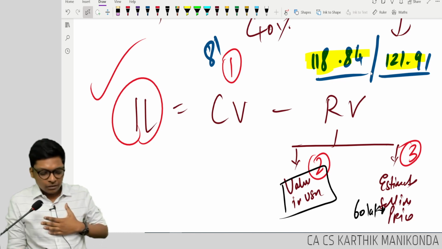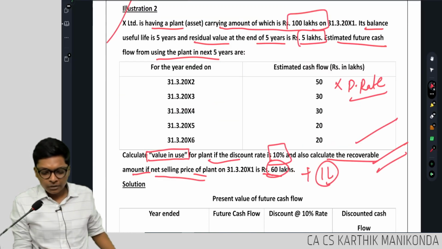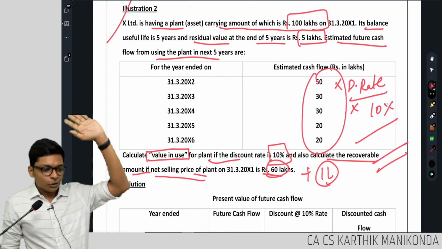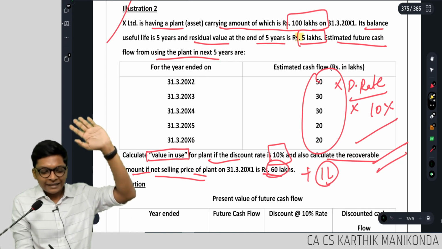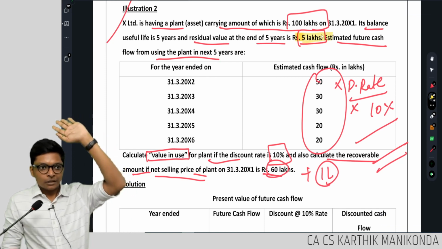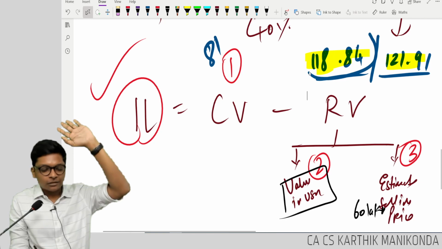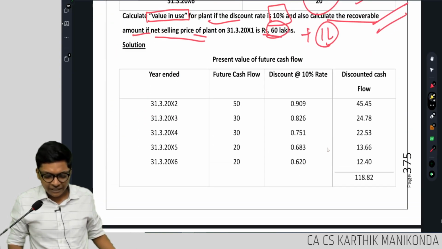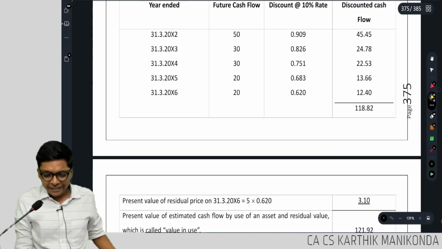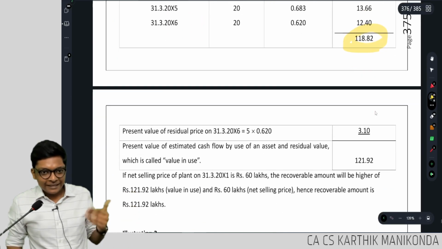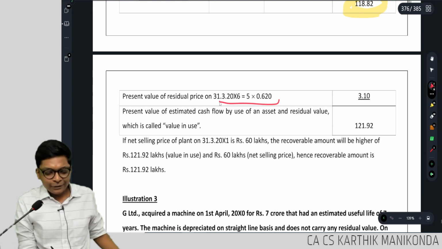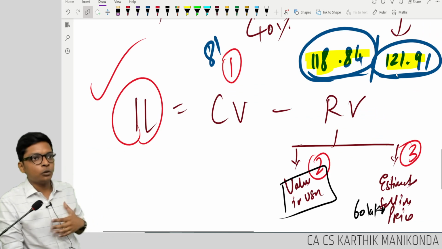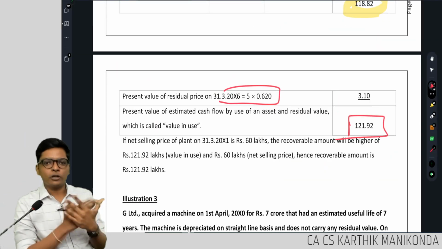I know the answer. Now, how many of you did cash flows into discounting rate of 10%? How many of you forgot residual value? If you forgot residual value, you will get 118.84. Look at the answer, guys, just to save time. The book also has 118 point. But next page, if I go, residual value 121.92. So, whoever got 121.92, clap for yourself, guys.